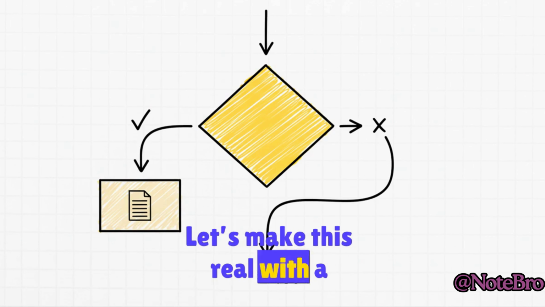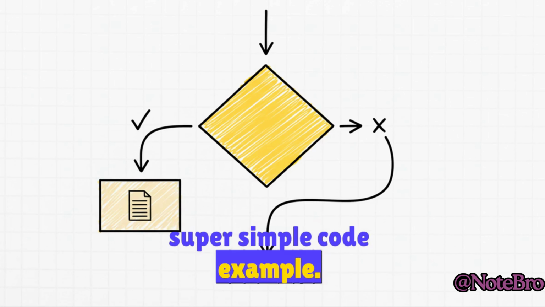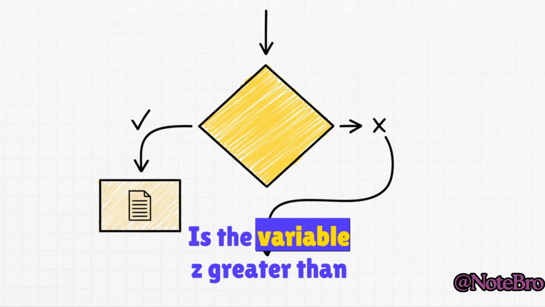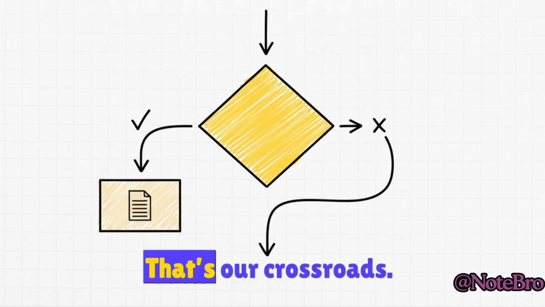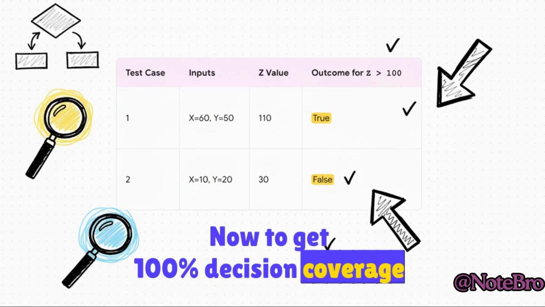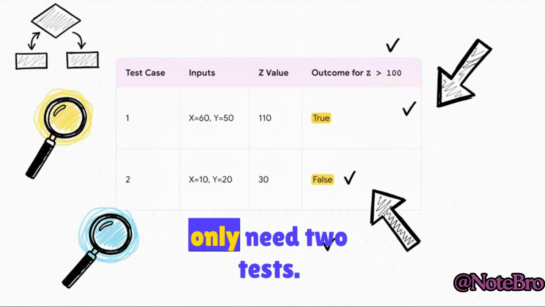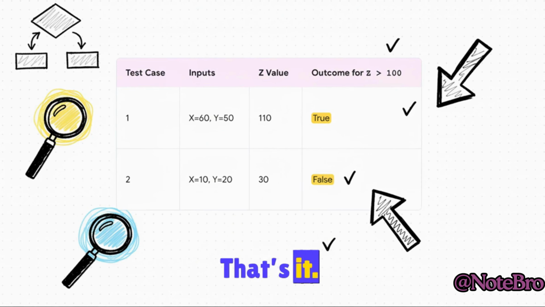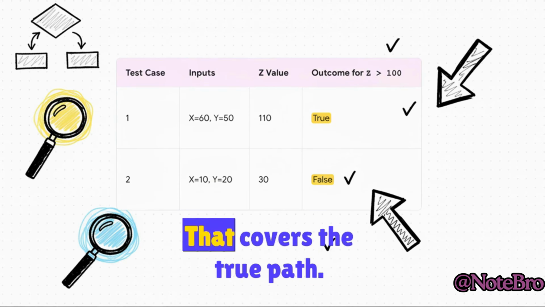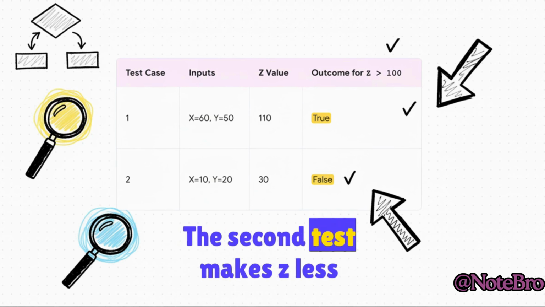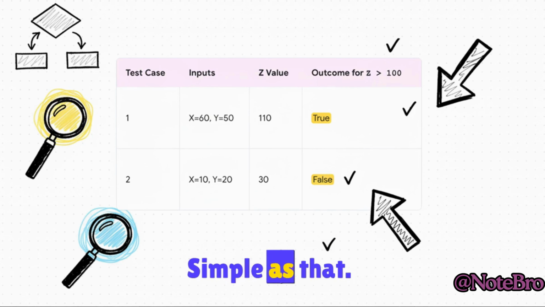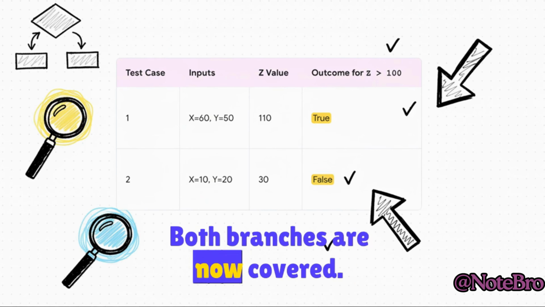Let's make this real with a super simple code example. So right here, we've got one decision point. Is the variable z greater than 100? That's our crossroads. Now to get 100% decision coverage here, believe it or not, we only need two tests. That's it. Our first test makes z greater than 100. Boom! That covers the true path. The second test makes z less than 100, and that covers the false path. Simple as that. Both branches are now covered.